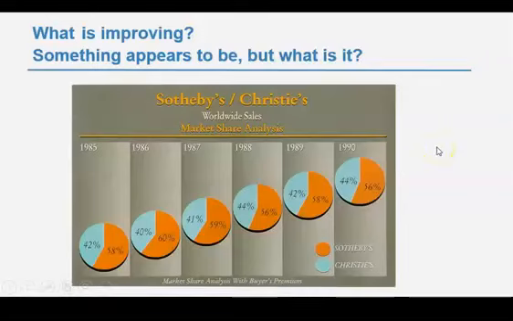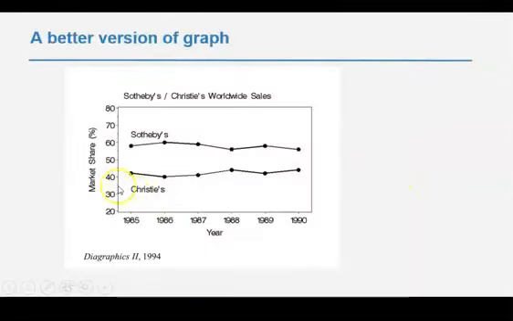This is just a weird graph. If you look at it, it shows that something seems to be improving. But if you look at the percentages, nothing's getting bigger. They're all about the same. So it gives you some illusion that the Sotheby's and Christie's auction houses are increasing their share of worldwide sales when really nothing is happening at all. This would be a more accurate graph of what's happening with those two companies and their worldwide sales.